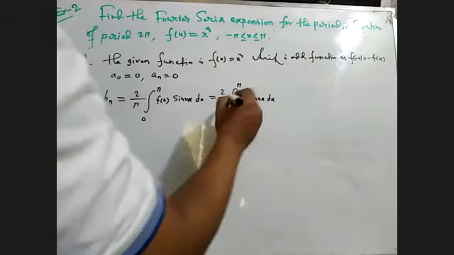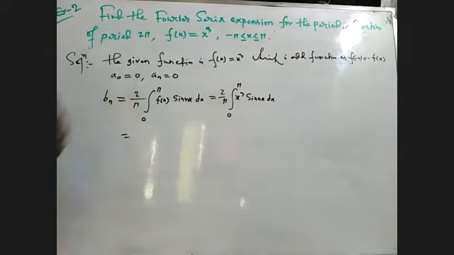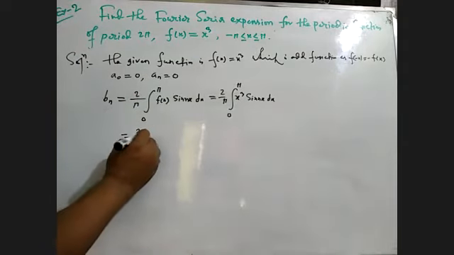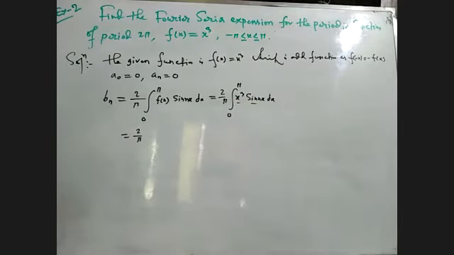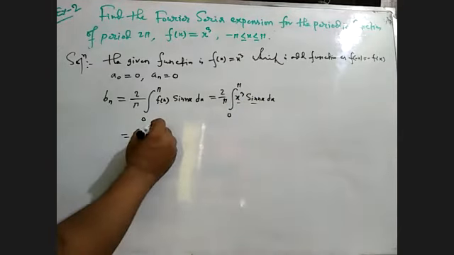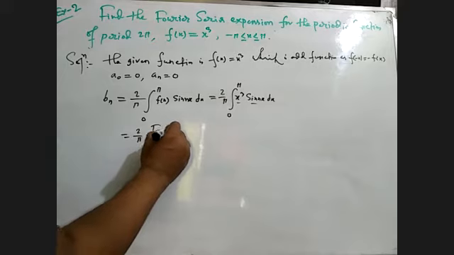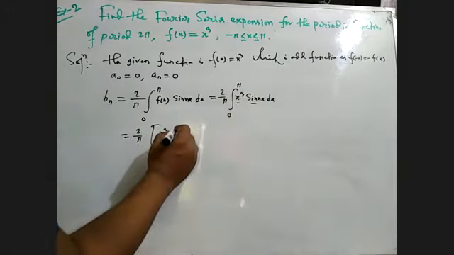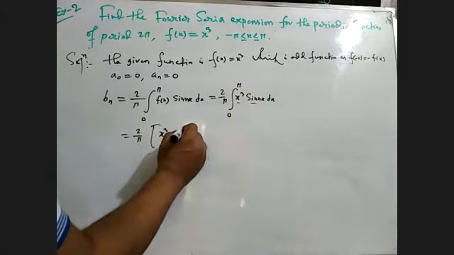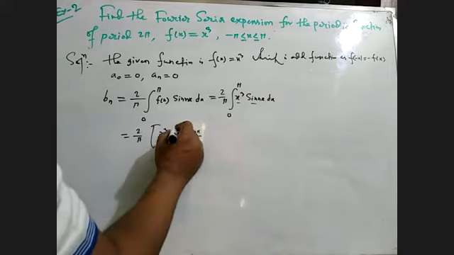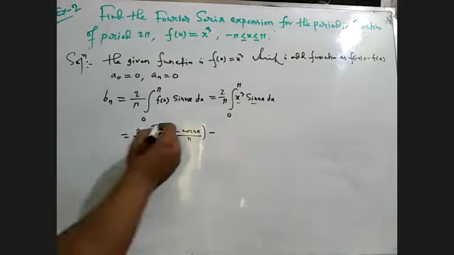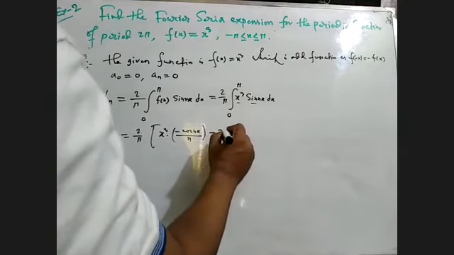Now, what will be the procedure? You must use the UV process formula. U into the integration of sin nx, which is minus cos nx dividing by the coefficient of x, that is n, minus the differentiation of u, that means thrice x square.